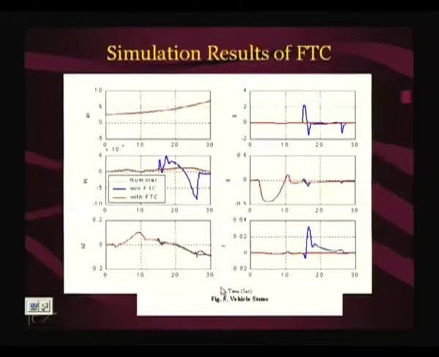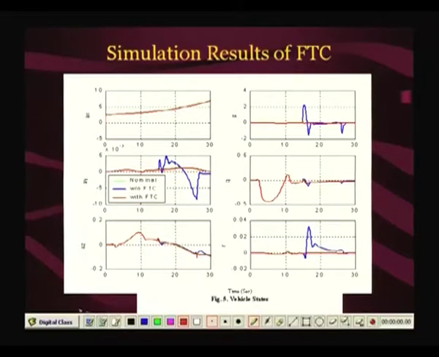Actually, this actuator was made a part of a full missile model, and then we wanted to see that if such a fault occurs in the actuator, then what happens to the missile. And it turns out that, you see, without the fault tolerant control, the signals that are there actually widely differ from what the desired levels of signal should be.